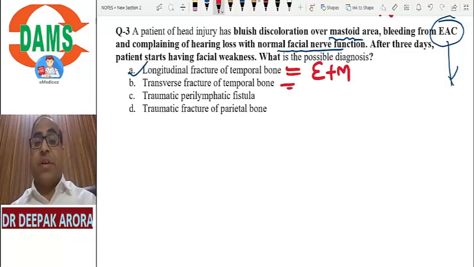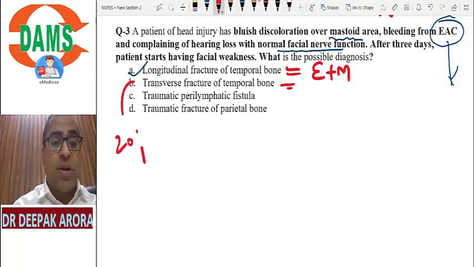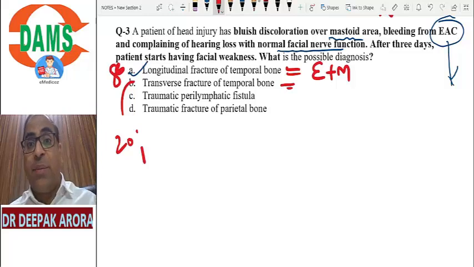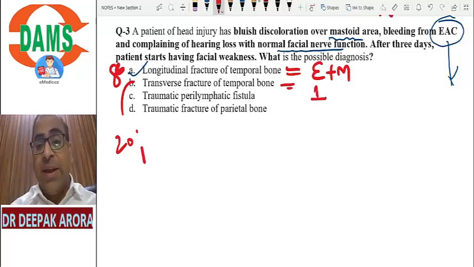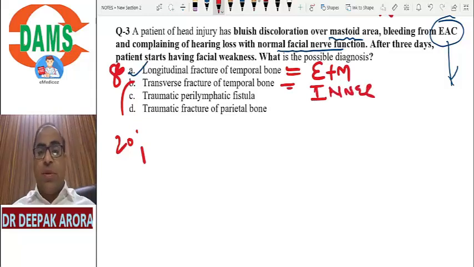If there is a transverse fracture, somebody hitting you from behind, it is very less, around 20%. Longitudinal fracture is seen in 80%. And if somebody is hitting you from behind, it directly damages the midline, it damages the inner ear. So let us make a nice concept. If there is a longitudinal fracture, there will be trauma to the external ear and trauma to the middle ear.